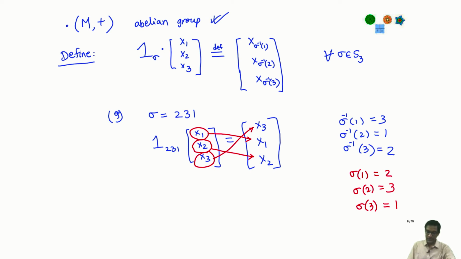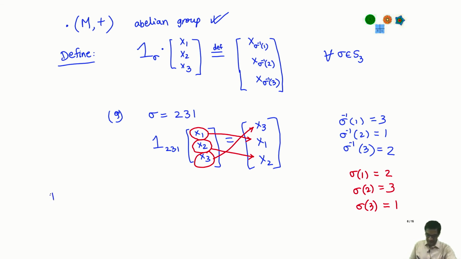More generally, if I take 1 sub sigma acting on x1, x2, x3, it will act in the same way. So I need to put the inverses here for a reason. We'll see soon. It's to make it a left module rather than a right module. But the basic idea is that it permutes these three components x1, x2, x3 the same way that sigma permutes the numbers 1, 2, and 3. Okay. So I have defined this action. Of course, I have only defined it on the basis elements. It's clear what I need to do in general.